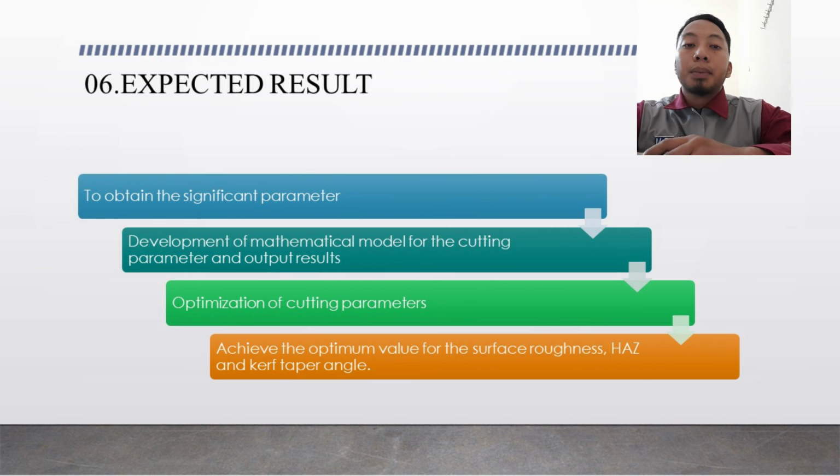Lastly is the expected result. The problem is to obtain the significant parameters, and the solution is the development of a mathematical model for the cutting parameters and output results. After that, we can optimize the cutting parameters from the mathematical model and achieve the optimal values for the surface roundness, heat affected zone, and kerf taper angle.